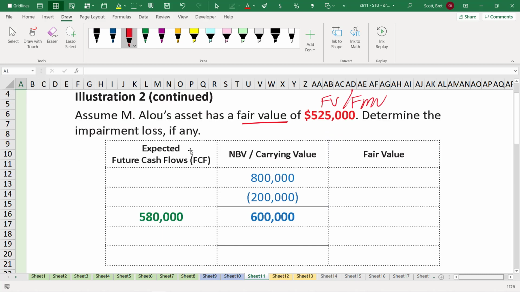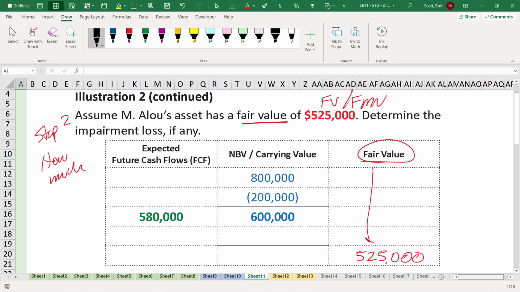So we know that we have an impairment. How much? This is step 2. All right, step 2. We've got a fair value, let's put it all the way down here, of 525,000. And what we need to do is make the net book value equal fair value. So I need the net book value, or the carrying value, to be 525,000.